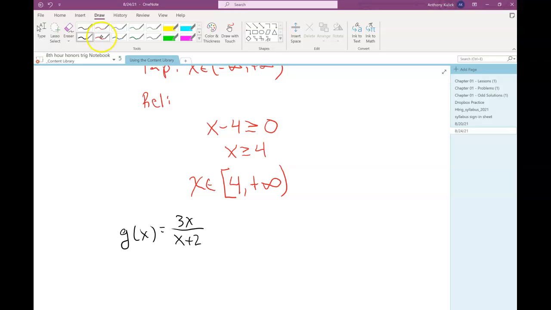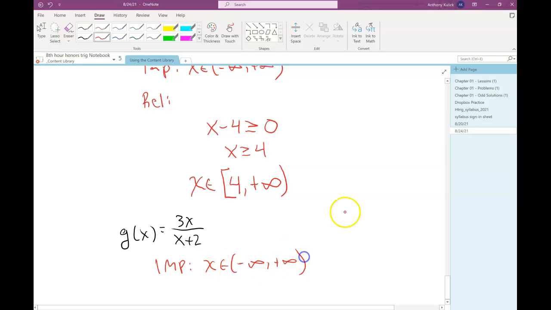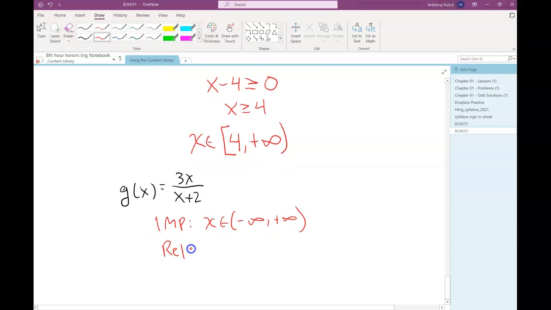Okay, our next one. Again, no context here, so the implied domain is still all real numbers. When I look at the function here, g of x, what operations do we see going on? Anybody? Multiplication. What else? Addition. What else? Division. Those are the three that I see. Multiplication we've already established. No big deal. Not a problem. Addition of two real numbers? Fine. Division?